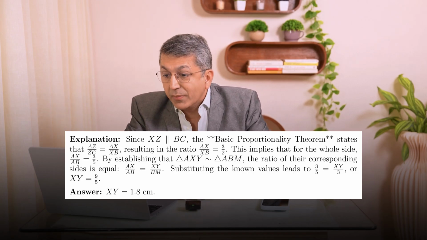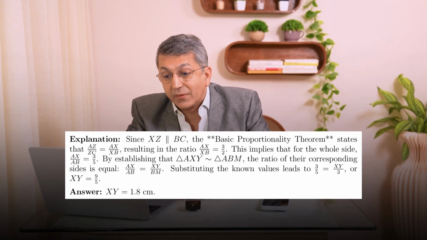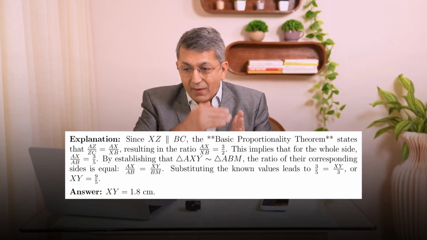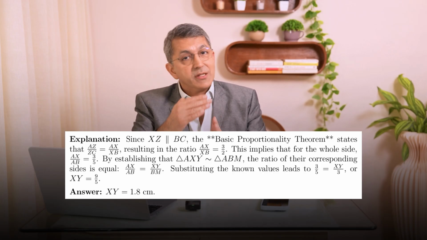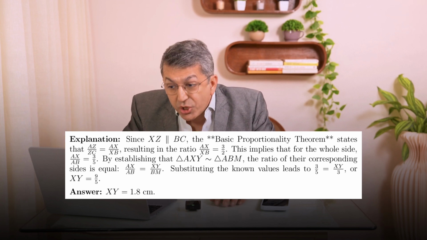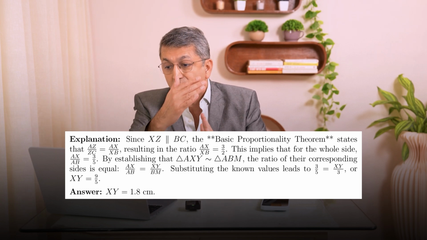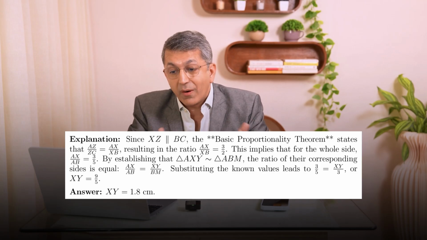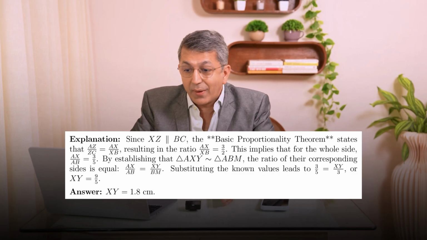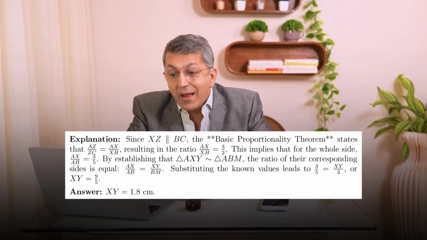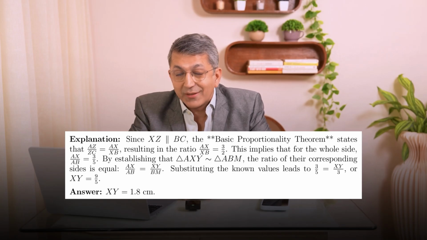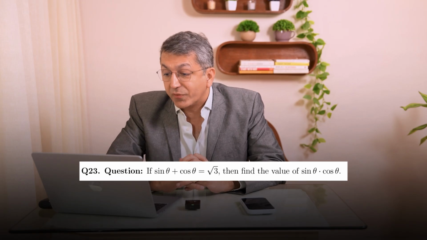triangle ABM, the ratio of their corresponding sides is equal: AX/AB = XY/BM. Substituting the known values leads to 3/5 = XY/3, or XY = 9/5. The answer: XY = 1.8 centimeters.